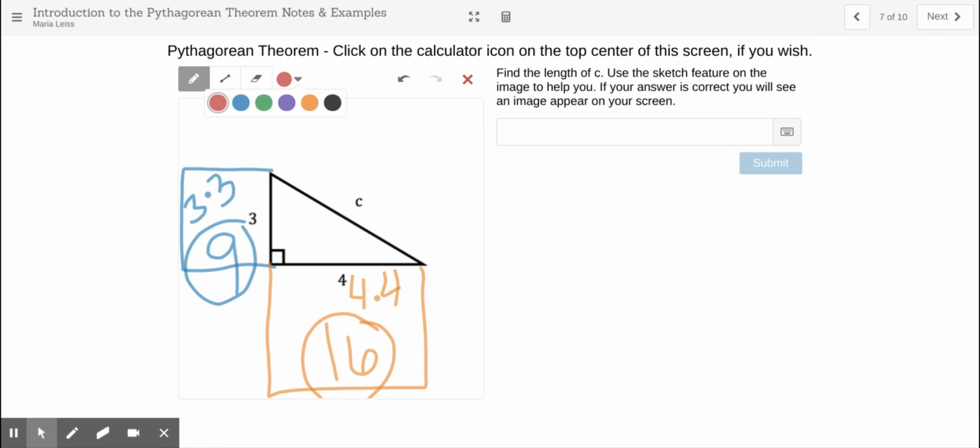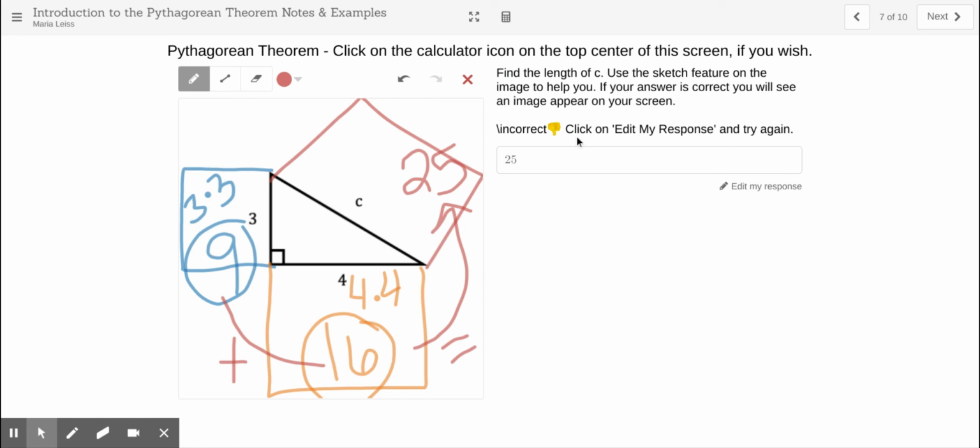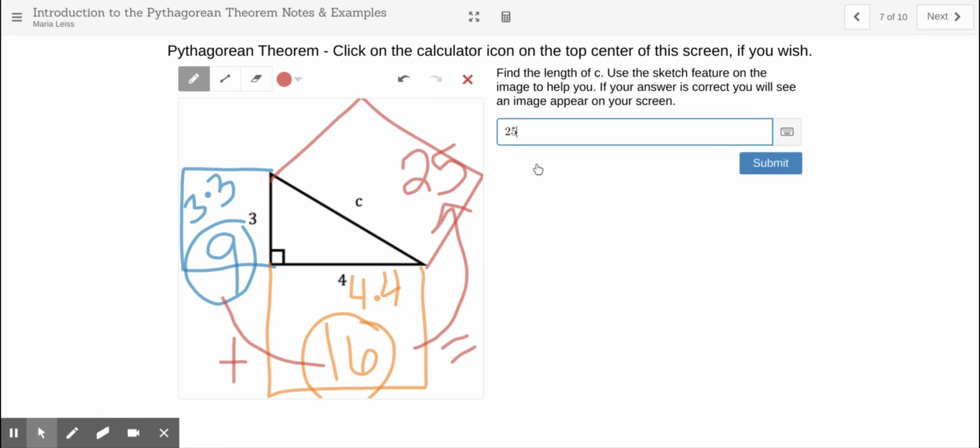Now, I have to find the area of C. To do that, I take the 9, take the 16, and add them up to get 25. All right? Here's the great thing. When you think you're done with this activity, as soon as you type a number in and you hit submit, it tells you if you're right or wrong. I'm not done. It told me my answer was wrong.